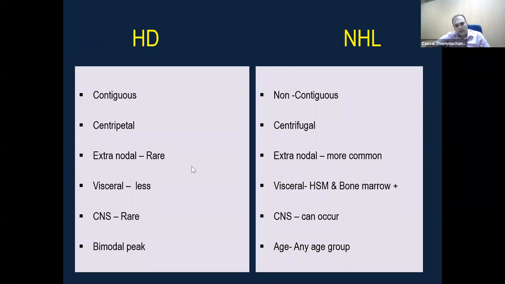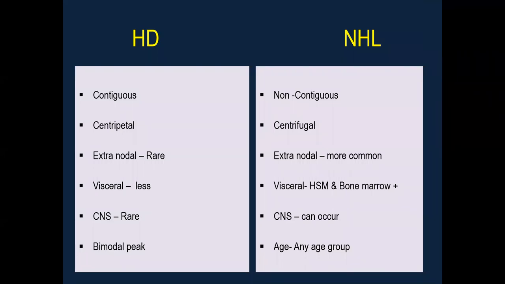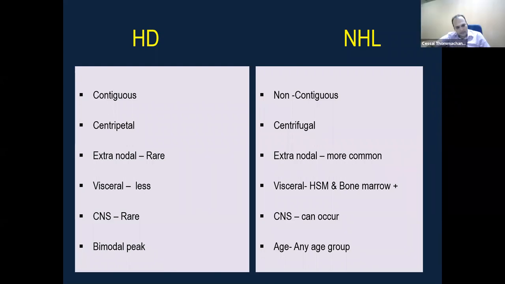So how do you clinically distinguish between Hodgkin's disease and non-Hodgkin's lymphoma? Mainly, Hodgkin's disease occurs in 2 peaks. Number 2, it is usually contiguous. It is centripetal. And extranodal involvement is rare. Central nervous system involvement is rare. Visceral involvement is less compared to non-Hodgkin's lymphoma.